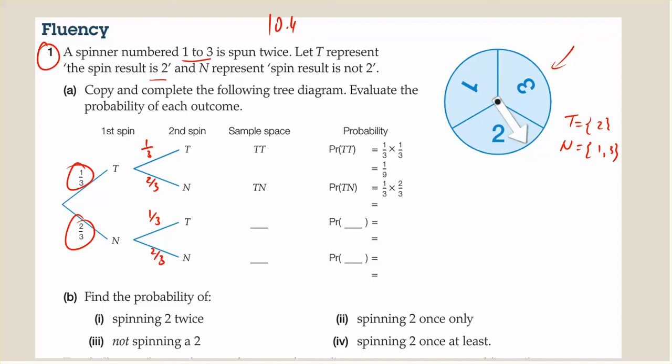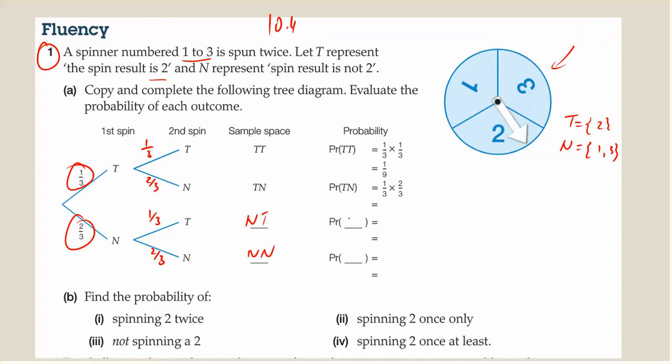The sample space, okay, it means a branch line. What are the letters on a branch line? So that's T and T, that's T and N, that's N and T, so N first then T, then N and N.